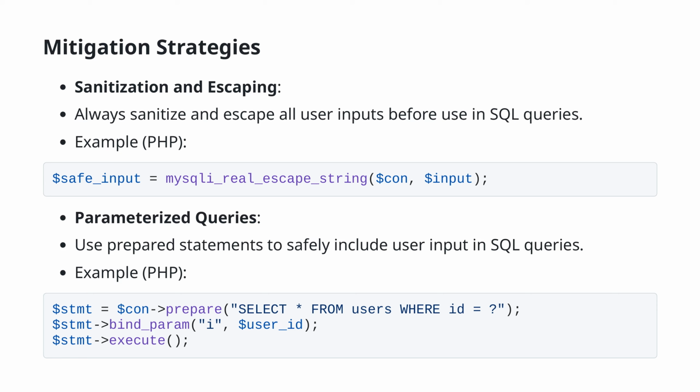Next, we have parameterized queries, also known as prepared statements. These are highly effective in safeguarding against SQL injection. In parameterized queries, user inputs are treated as parameters and not as part of the SQL command, hence preventing them from altering the query's structure. Here is how you can utilize parameterized queries in PHP: $stmt = $con->prepare("SELECT * FROM users WHERE id = ?"); $stmt->bind_param("i", $user_id); execute. Using these methods, you can significantly reduce the risk of SQL injection attacks and enhance the security of your database interactions.